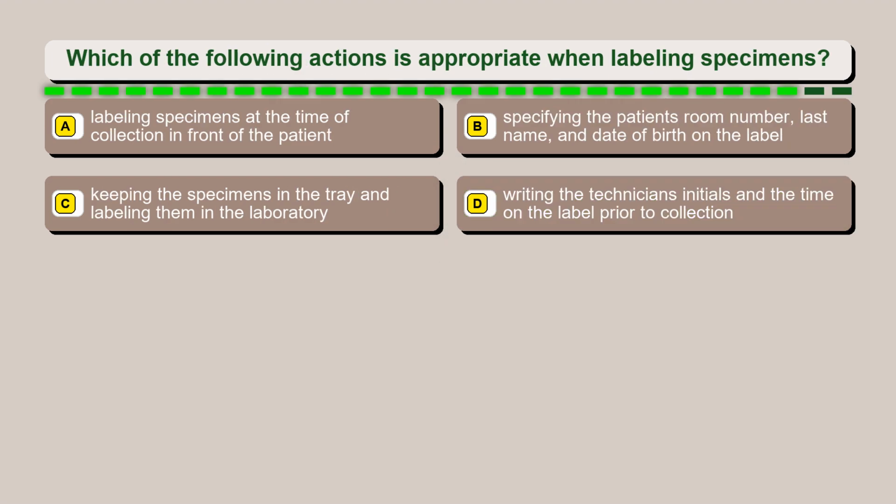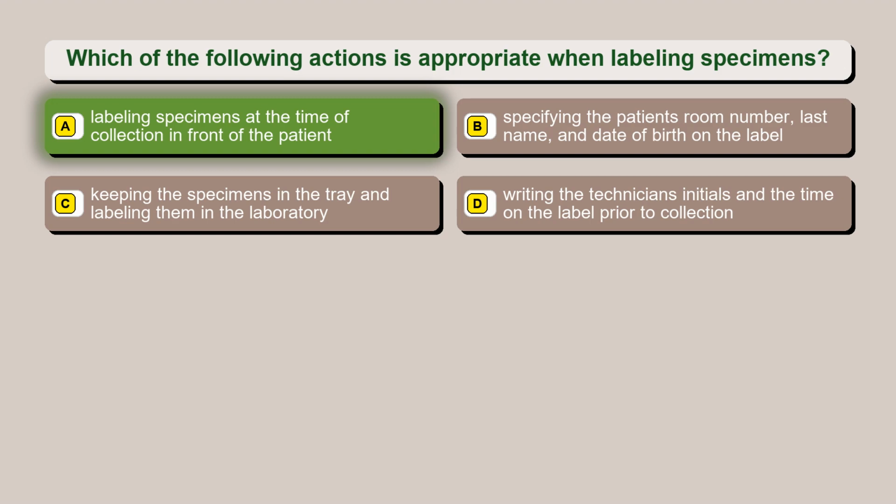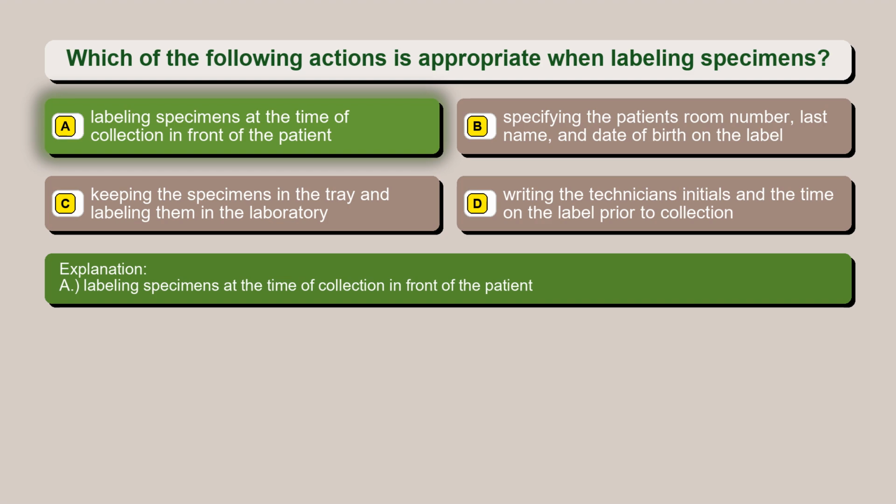Question 6. Which of the following actions is appropriate when labeling specimens? Option A. Labeling specimens at the time of collection in front of the patient. Option B. Specifying the patient's room number, last name, and date of birth on the label. Option C. Keeping the specimens in the tray and labeling them in the laboratory. Option D. Writing the technician's initials and the time on the label prior to collection. The correct answer is option A. Labeling specimens at the time of collection in front of the patient.